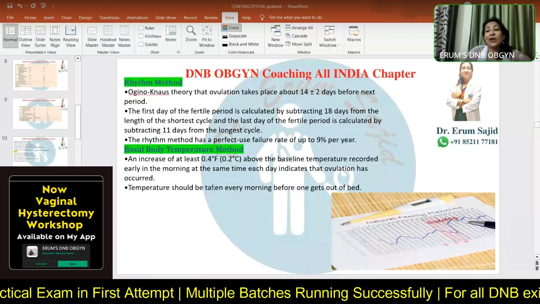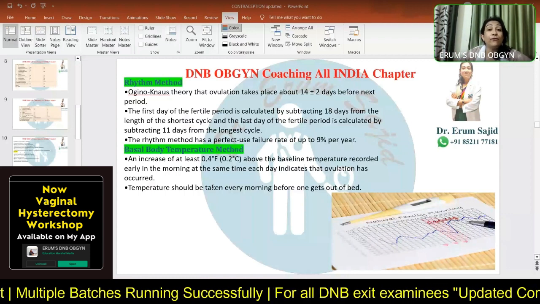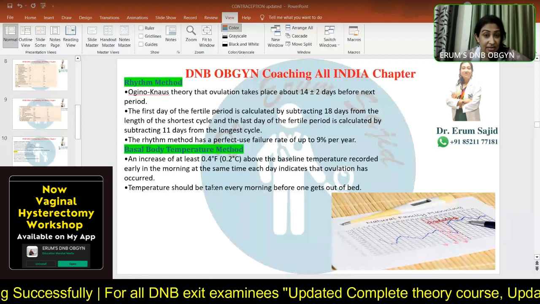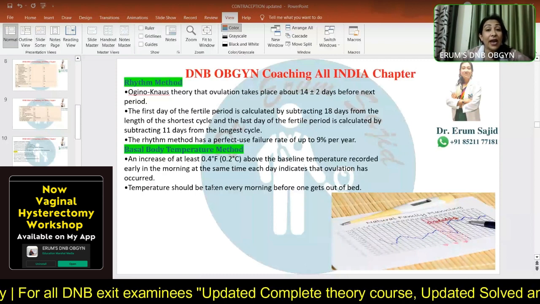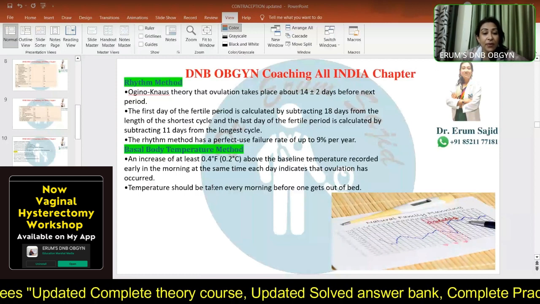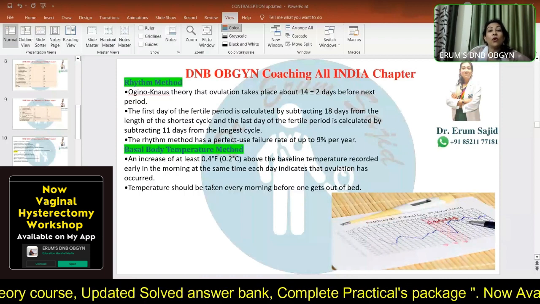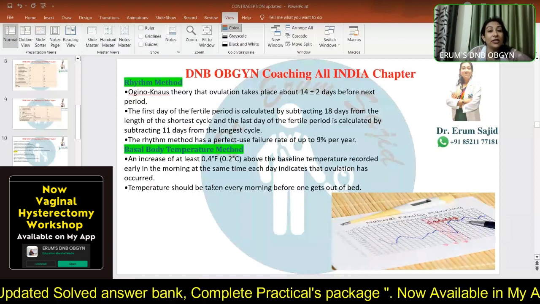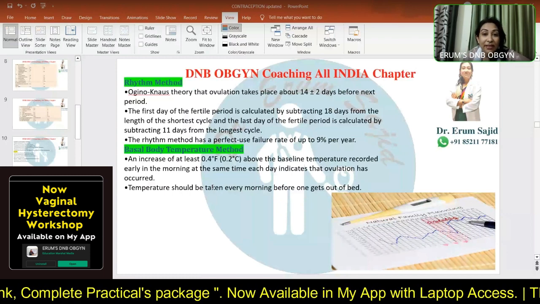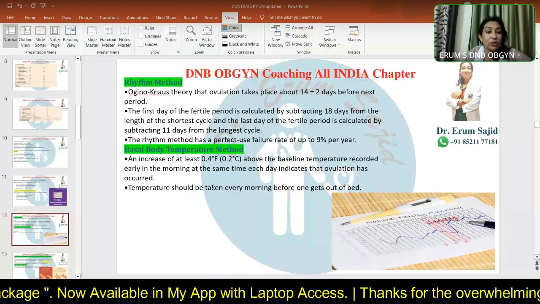Basal body temperature method: you record the temperature every morning, without taking any food item. An increase of 0.4 degrees Fahrenheit, that's very important, 0.4 degrees Fahrenheit or 0.2 degrees Celsius above the baseline temperature is the time at which you're ovulating. At that point in time, you do not have to be with a partner, right? So if you've already had intercourse before that, congratulations, you can get pregnant here as well. So the day of ovulation you can easily miss by this. It's not a very successful method, but of course it is one of the methods to know about ovulation.